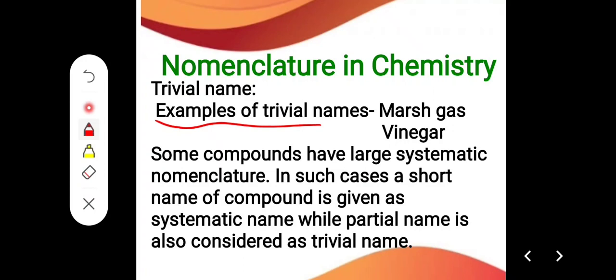Examples of trivial names are marsh gas and vinegar. Some compounds have long systematic nomenclature, but in such cases a short name of the compound is given instead of the systematic name, and this short name is also considered a trivial name.